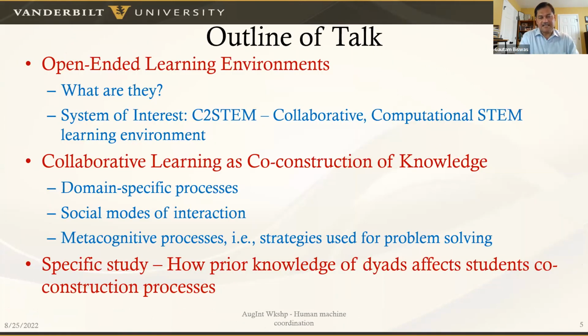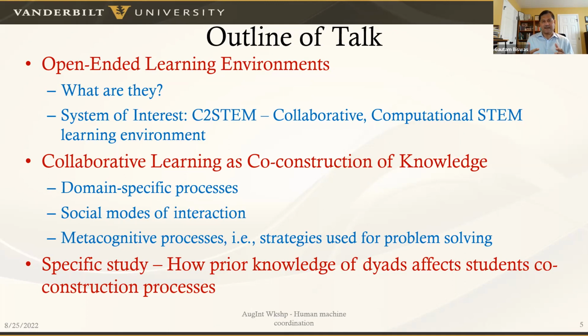So that was just an overview, but then let me get to the main part of my talk. I'm going to talk about how, say, high school students learn in these open-ended learning environments that we have created. In particular, I'm going to talk about one which is called C2STEM. It's a collaborative computational STEM learning environment. So the emphasis of our work is on getting students to learn science by building computational models.